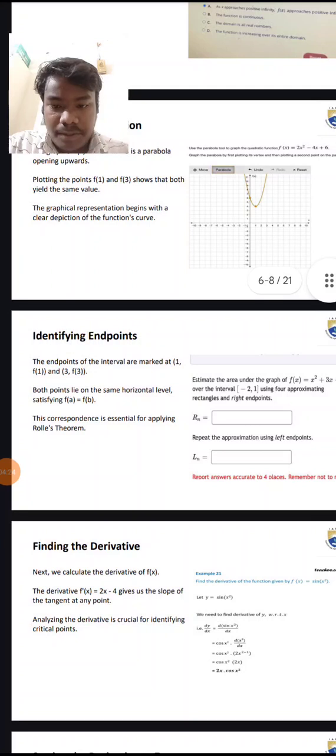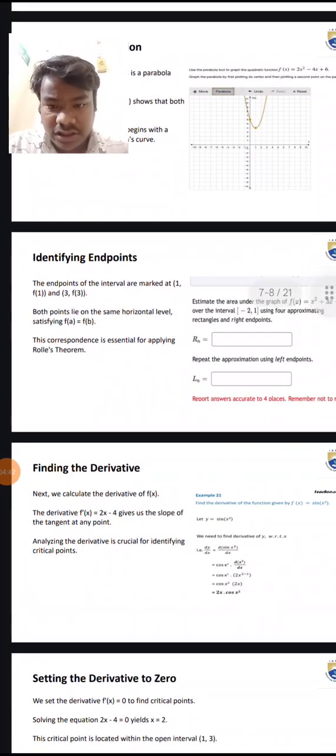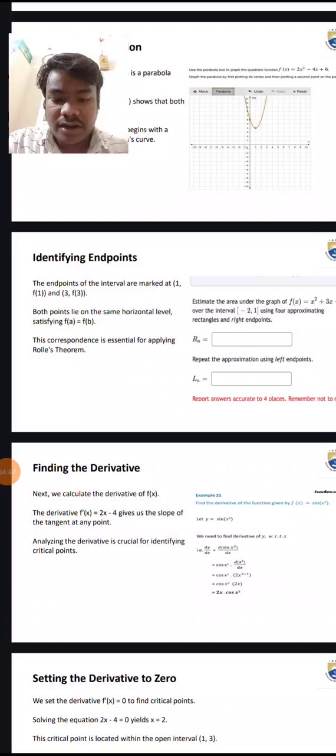The endpoints of the interval are marked at 1 comma f of 1 and 3 comma f of 3. Both points lie on the same horizontal level, satisfying f of a equals f of b. The correspondence is essential for applying Rolle's theorem. Finding the derivative.